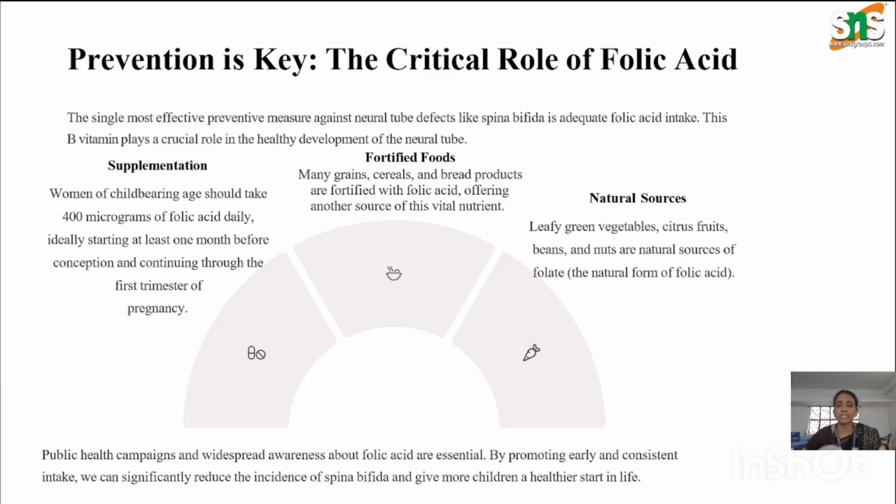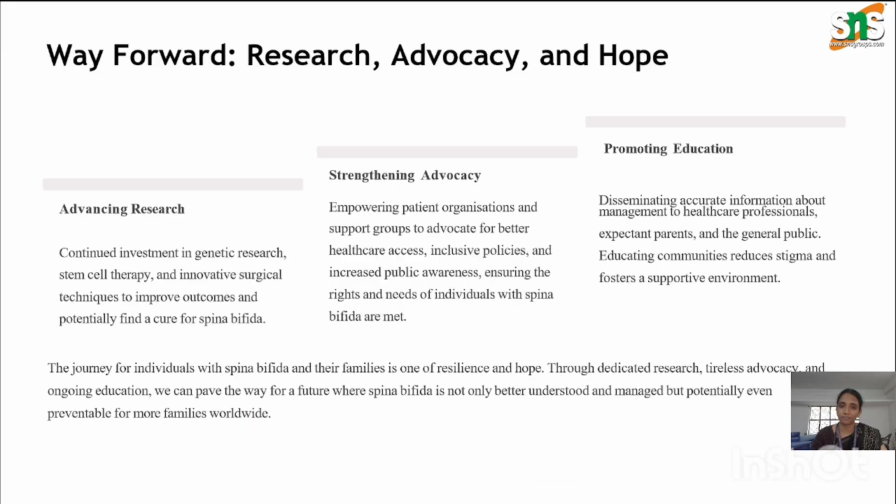Fortified foods: many grains, cereals, and bread products are fortified with folic acid, offering another source of vital nutrients. This should be educated to the mothers. And the natural sources: leafy green vegetables, citrus fruits, beans, and nuts are natural sources of folate. These natural forms of folic acid should be consumed by pregnant women to prevent neural tube defects. Public health campaigns and widespread awareness about folic acid are essential. By promoting early and consistent intake of folic acid, we can significantly reduce the incidence of spina bifida and give more children a healthier start in life.